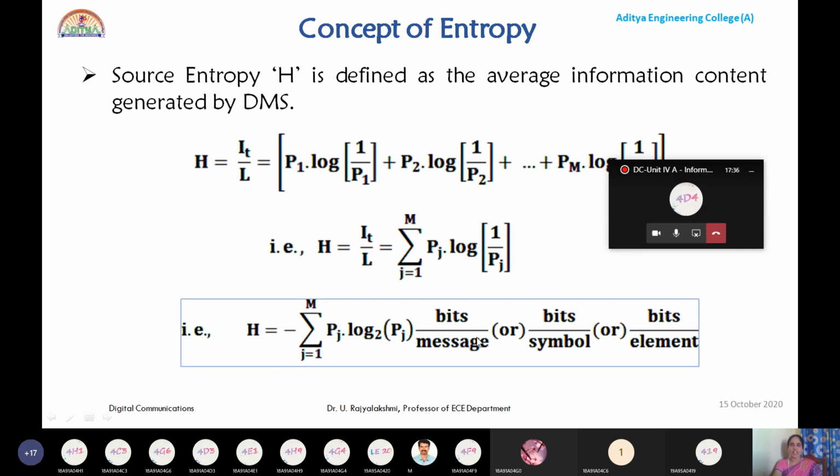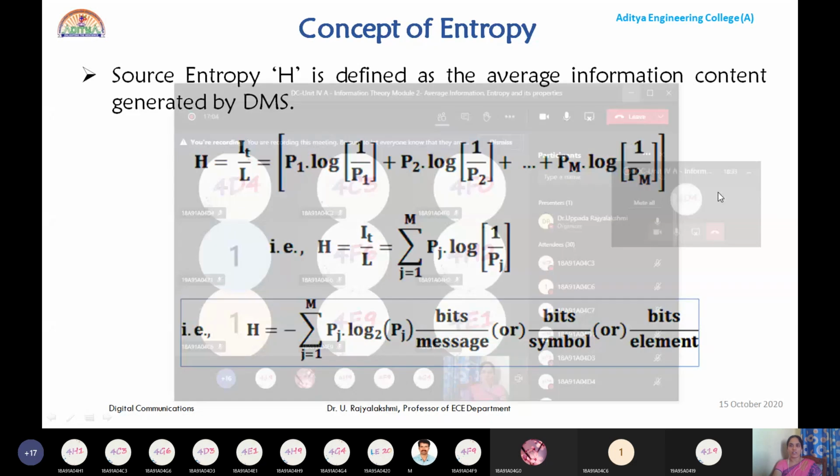For example, if the information units are nats, then the units of entropy will be nats per message or nats per symbol or nats per element. If I take the element as sample, it will be bits per sample. And if the units of information are decits, it will be decits per message or decits per symbol or decits per element. So please remember this equation: H is equal to minus summation J is equal to 1 to M, Pj log Pj base 2, where Pj represents the probability of the jth message and capital M represents the total number of messages. H represents the entropy. J is the variable.